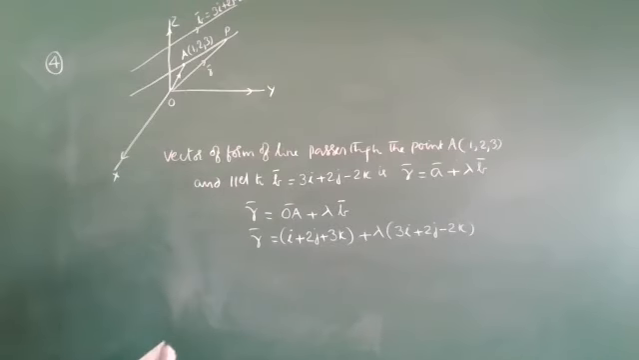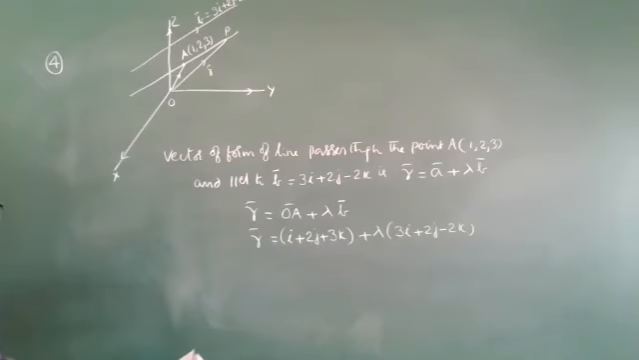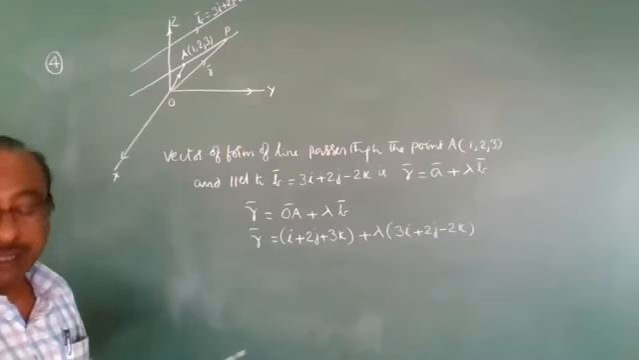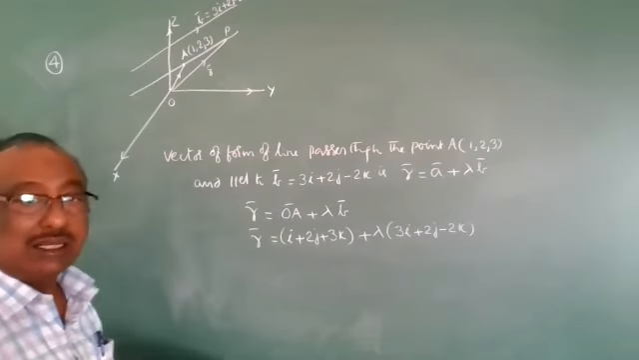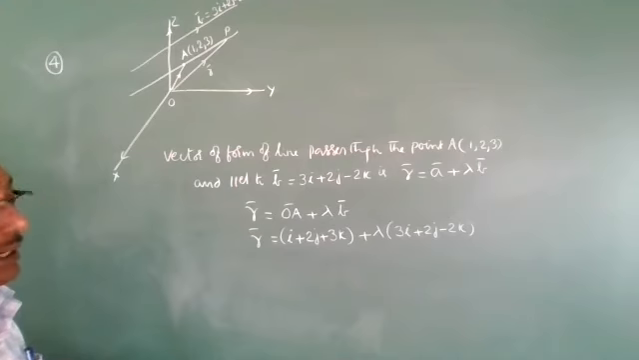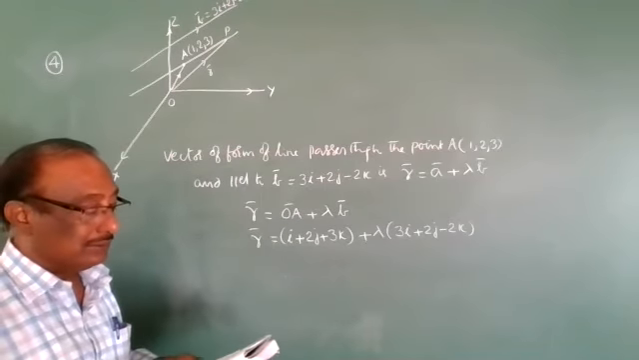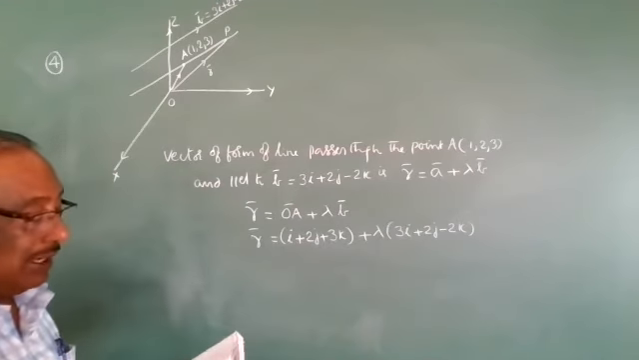Right, fifth problem. Same problem, vector form and Cartesian form. It passes through the point given, in the same direction. Same direction means parallel. When two lines are in the same direction, they are parallel only. Everyone go through the fifth problem, it is the same model.